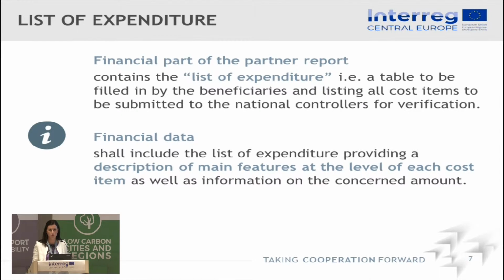So the most important part of the financial report is this list of expenditure. And this is a table to be filled in by each beneficiary and listing all cost items to be submitted to the national controller. So this list is also the basis for the national controller to verify the costs that incurred in the reporting period. And this financial data should include a description of the main features of each single cost item. So the national controller and also later on the lead partner and also the joint secretariat can understand the nature of the cost, what was actually paid with this amount that is reported in the list of expenditure.